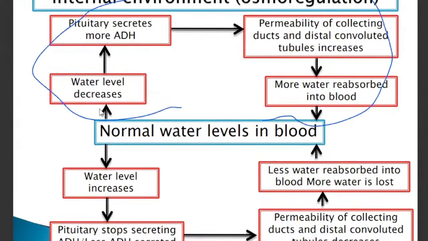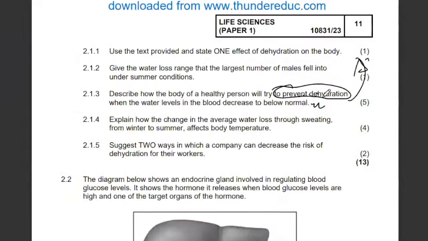This is what you explain: if the water level decreases, the pituitary gland will secrete more ADH. The ADH will be transported to the nephron and makes the collecting duct and the distal convoluted tubule become more permeable, meaning that more water is going to be reabsorbed, the water in the blood will increase, and then it goes back to normal level. So basically, that's what we expected you to write here.